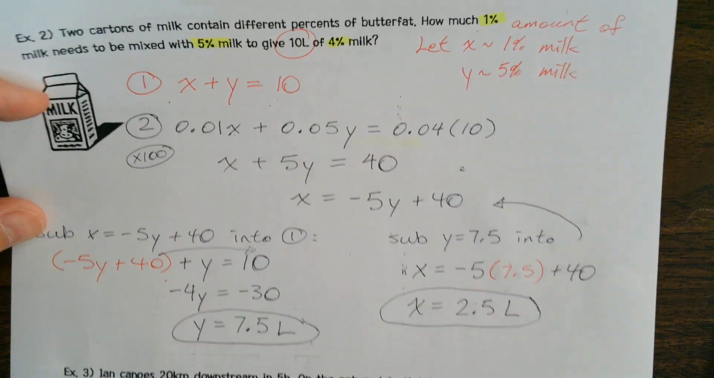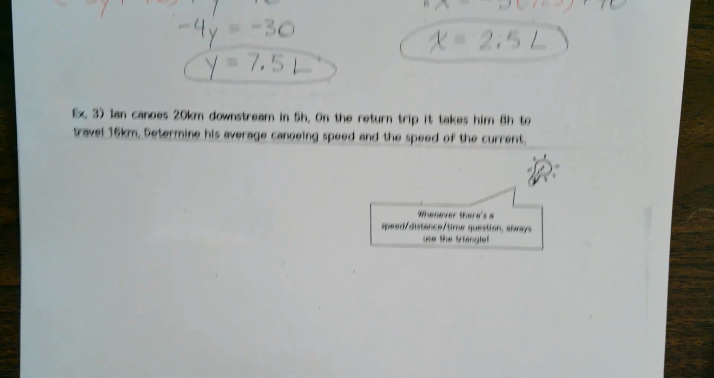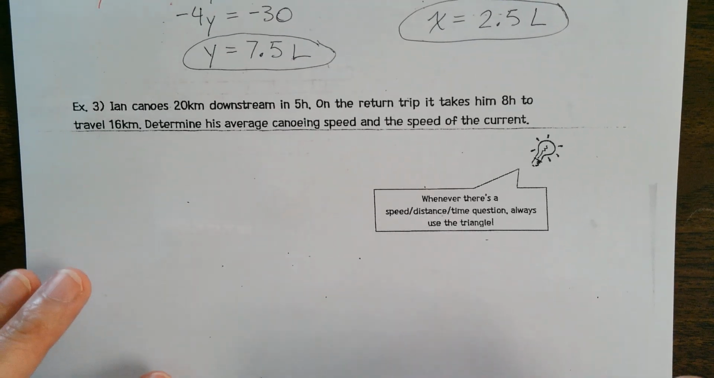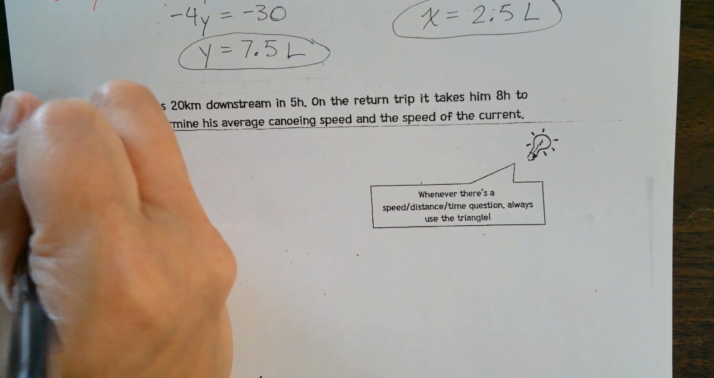Okay, last example. Ian likes canoeing, and he canoes 20 kilometers downstream in 5 hours. On the return trip, it takes him 8 hours to travel 16 kilometers. Determine his average canoeing speed and the speed of the current. Okay, so for these types of speed and current questions, the easiest way to do them is with a table.